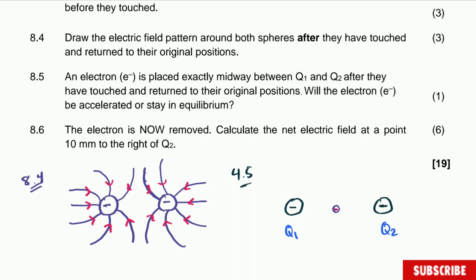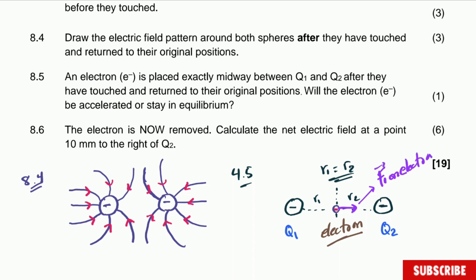So what is going to happen? Because the distances are the same, I'm going to say R1 is equal to R2. Why are they the same? Because the electron is right in the center. Now charge 1 is going to be repelling that electron. This one here is the electron. Let's write electron here at the bottom. So charge 1 is going to be pushing the electron away to the right, like this. This one here I can call force 1 on the electron. And then charge 2 is also going to push that electron away. So this other green one here is going to be force 2 on the electron.